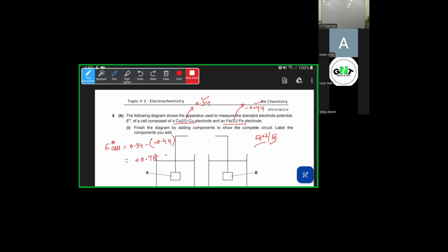Okay, guys, that's it for today. So we will do inshallah the next thing tomorrow. I have sent you the worksheet, so I want all of you to do all the questions relating to the E naught of cell by yourself. So practice will make you perfect.